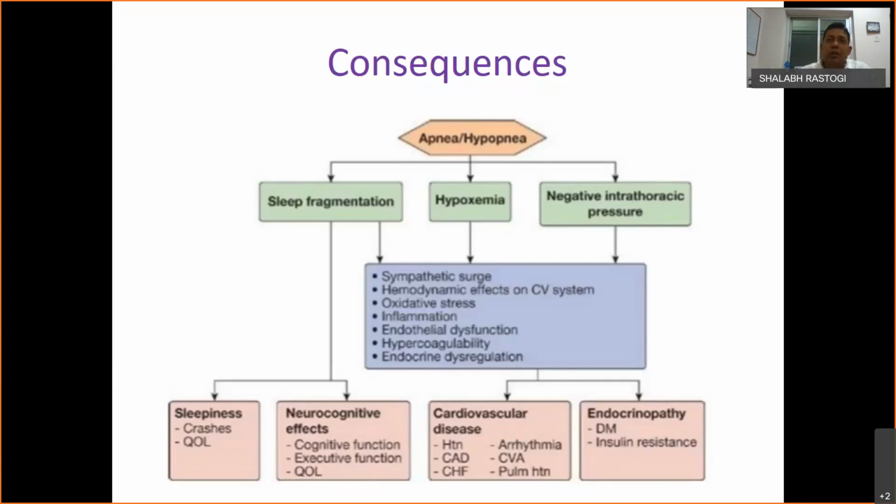So in all, the effect of OSA leads to multiple effects in the body. Hence, it is sometimes called obstructive sleep apnea syndrome.